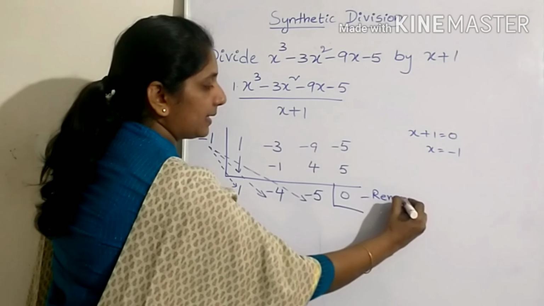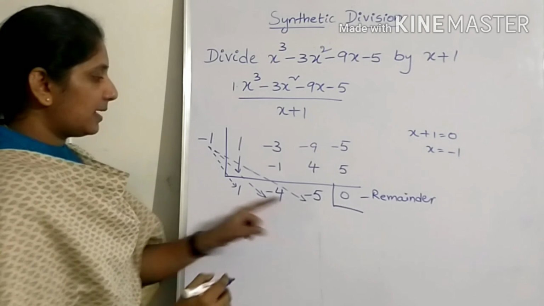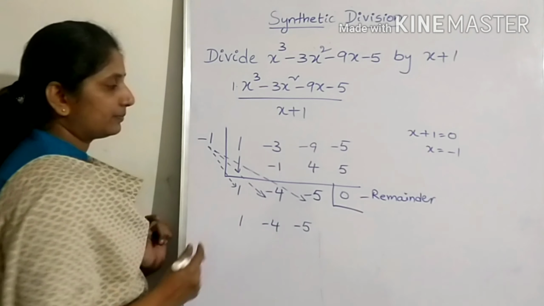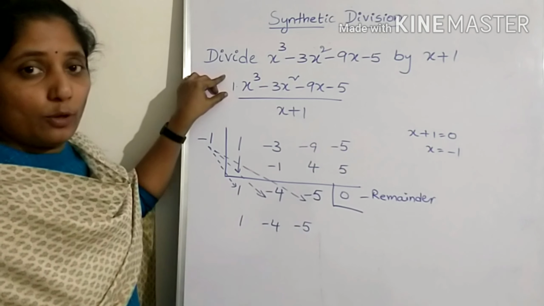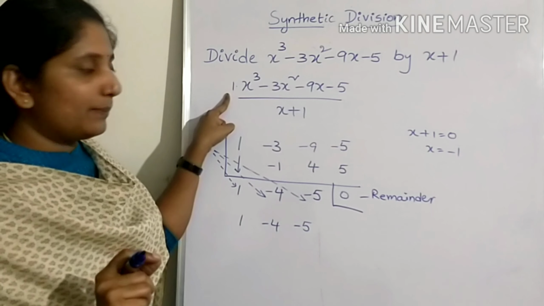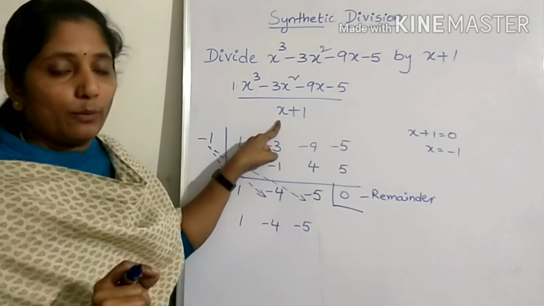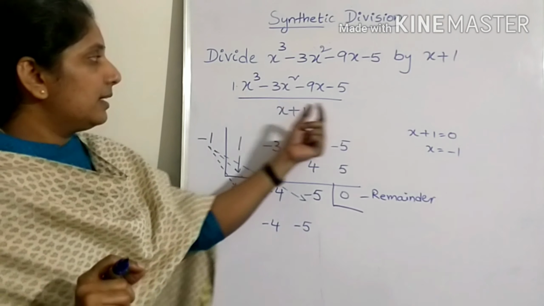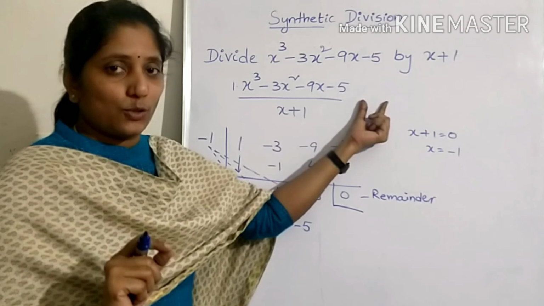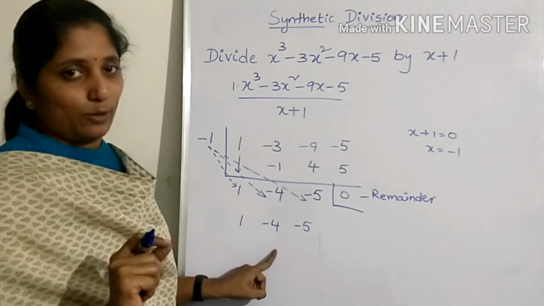So in this particular sum, the remainder is 0. These numbers are important: 1, minus 4, minus 5. What is the degree of this dividend polynomial? That is 3. And we are dividing this polynomial by x plus 1, which is a polynomial of degree 1. Then the quotient polynomial should be a polynomial of degree 2. Here these numbers are the coefficients of that quotient polynomial.